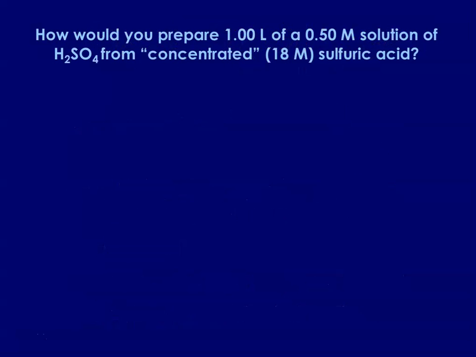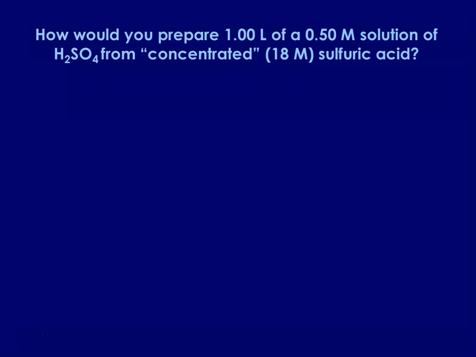So these last two examples are going to show you how you can do calculations to prepare a diluted solution from a stock solution and a diluted solution from its salt. So we're wanting to take 1 liter of 0.5 molar H2SO4, that's the one we're wanting to prepare. We want to prepare it from concentrated 18 molar sulfuric acid. That is the most concentrated you can find sulfuric acid.